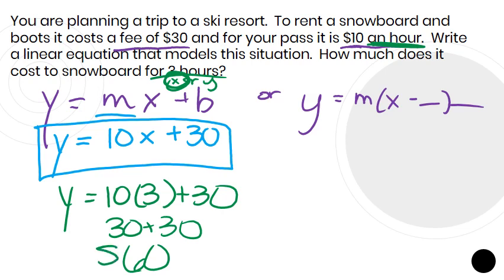60 what? $60. Always label. There are labels in the question, there need to be labels in the answer. And always self-evaluate. Does that make sense? Yeah, it makes sense. It's going to cost more if I'm snowboarding for 3 hours. It's more than the base fee of 30, and I'm adding on $10 3 times. So that makes sense.